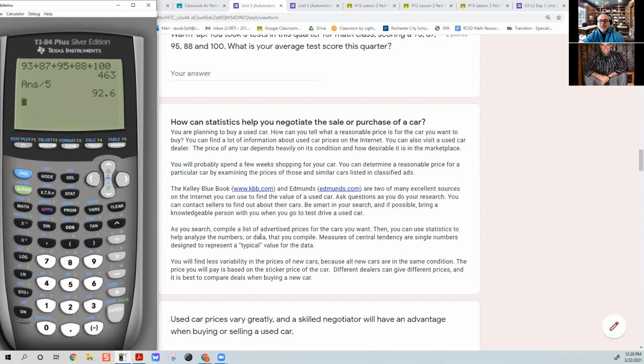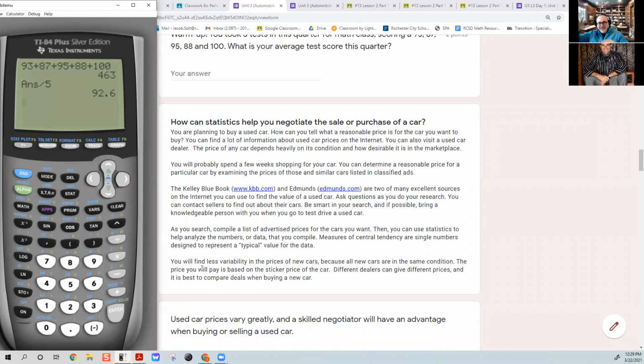As you search on the internet, you're going to want to compile a list of advertised prices for the cars you want. Then, once you have data from the real world, you can use statistics to help you analyze that data that you compile. You can use measures of central tendency, which are single numbers designed to represent a typical value for the data. And you'll find that new cars have much less variability, right? You probably don't need to run a whole lot of statistical analysis on new cars because they don't vary much. The data doesn't vary very much because all new cars are basically in the same condition.